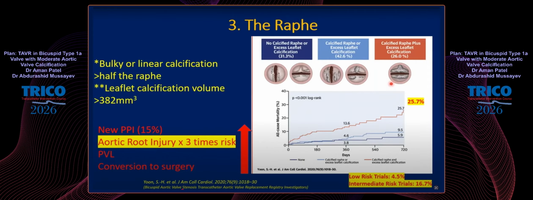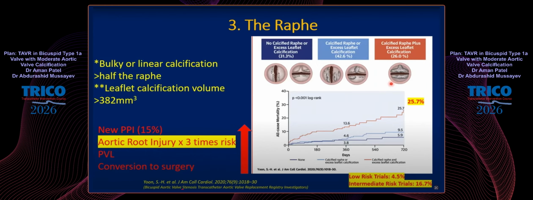And if there is nothing, like the patient we had today, where calcification at the leaflet was moderate and raphe calcification was mild, in these kinds of patients the 2-year mortality is less than 6%.